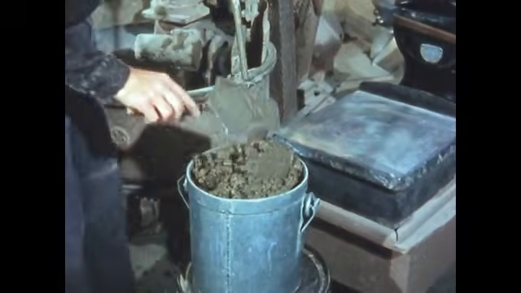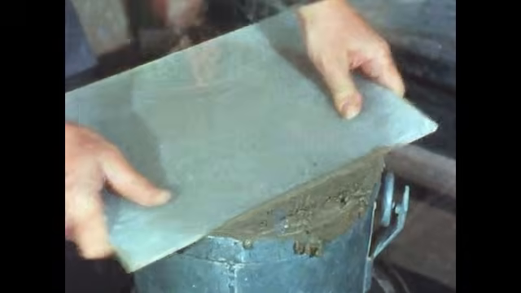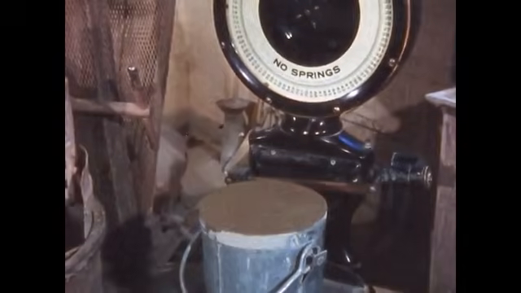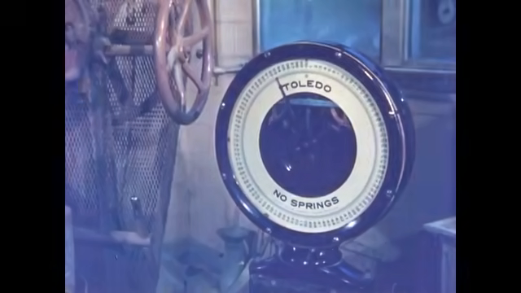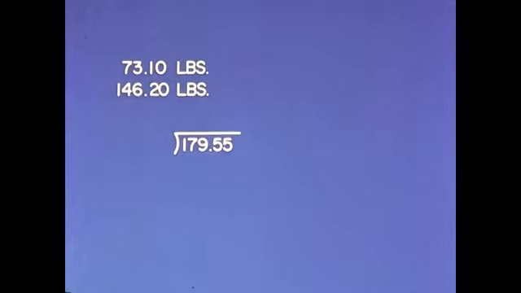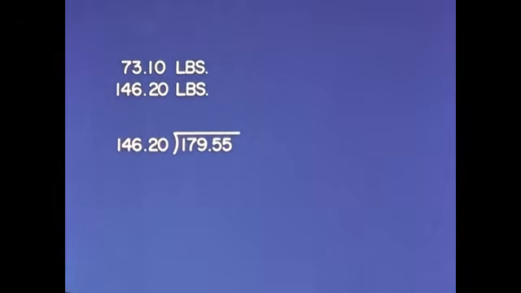And finally, to translate this particular mix into cubic yards, the convenient quantity for ordering concrete on the job, half cubic foot units are measured out and weighed. The half cubic foot weighs 73.1 pounds. 1 cubic foot is then 146.2 pounds. This means that the batch using 25 pounds of cement, which weighed 179.55 pounds, divided by 146.2 equals 1.23 cubic feet.